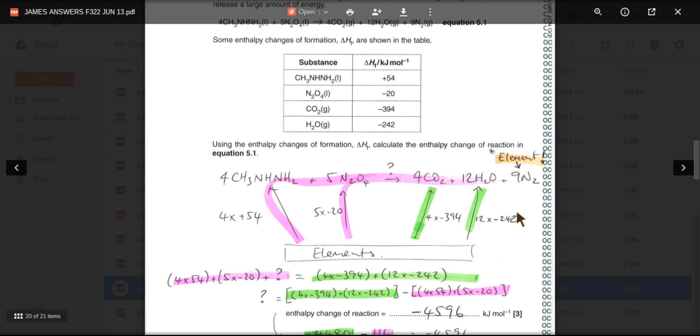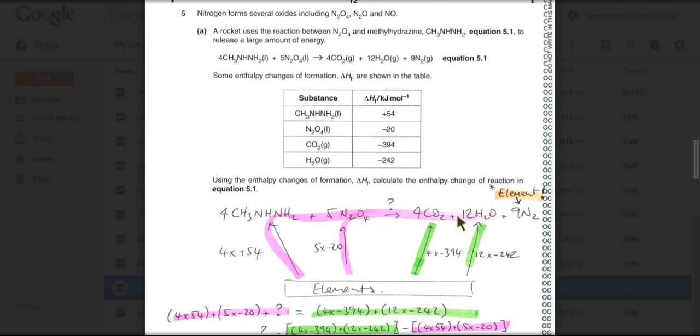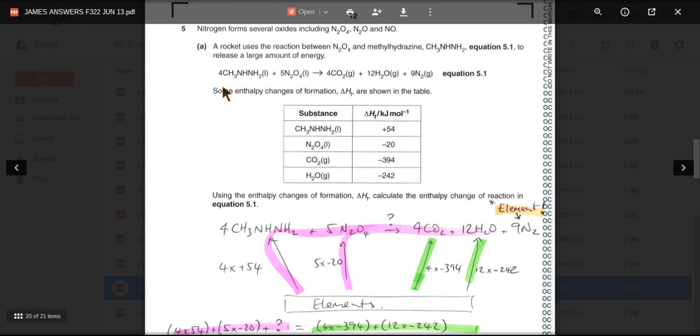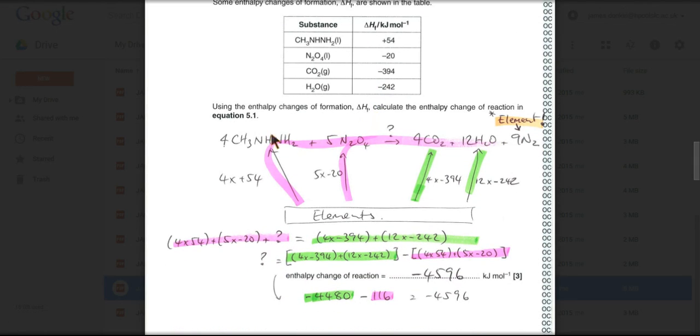Question 5 is a big enthalpy question, and they throw an unfamiliar reaction at you straight away, equation 5.1. I don't think I've seen this one before. And they've also given you a table of data, and just make sure you're aware that they are enthalpy changes of formation.